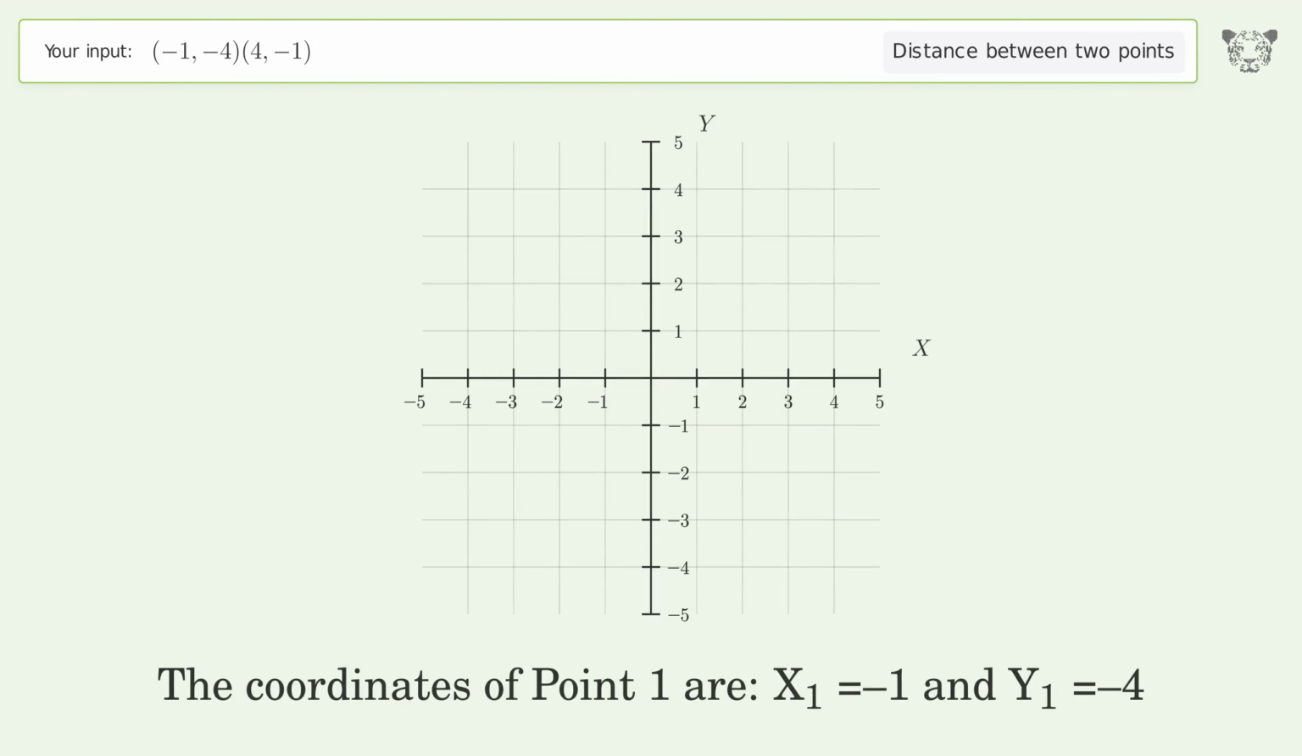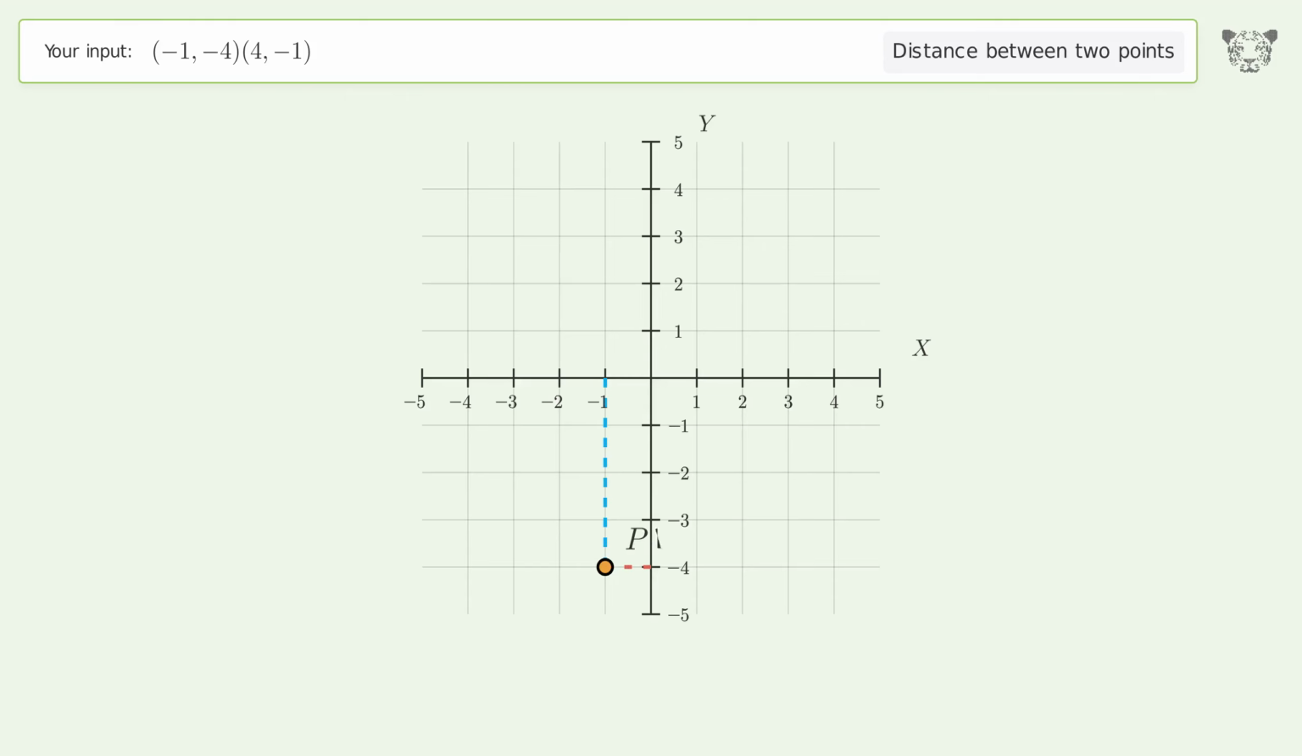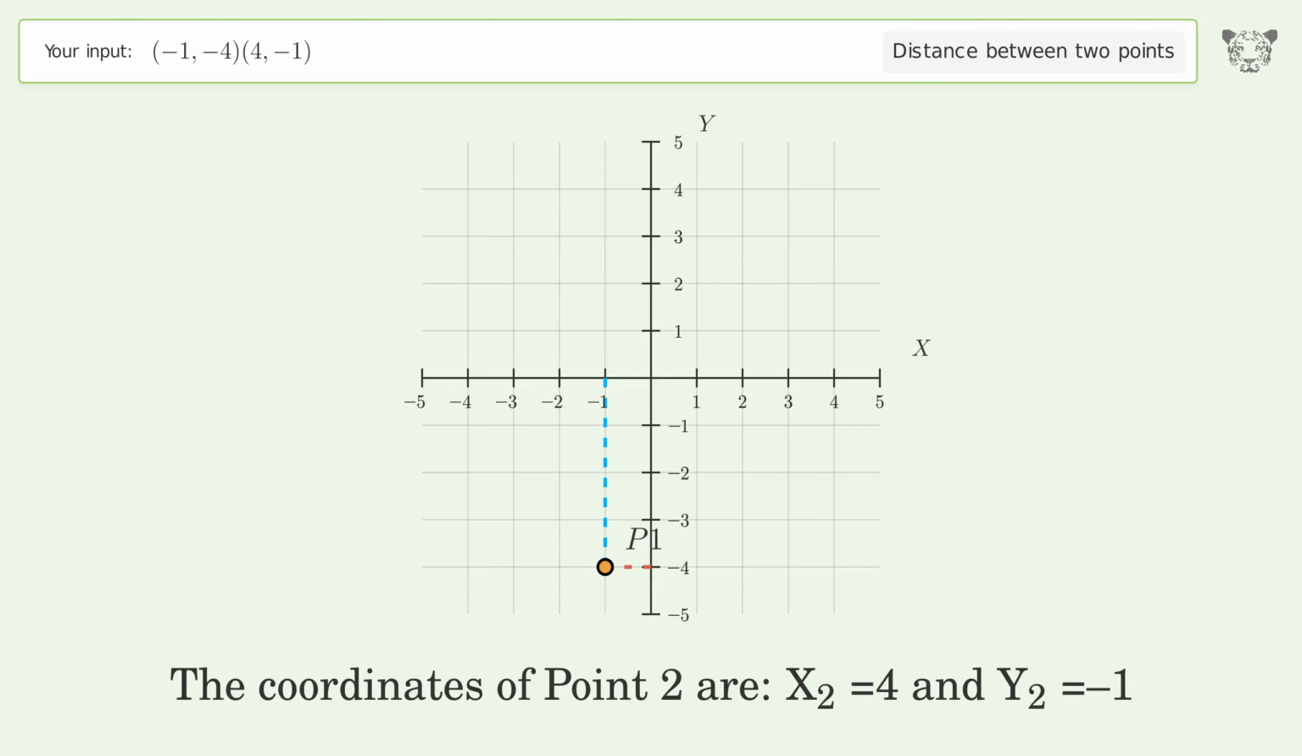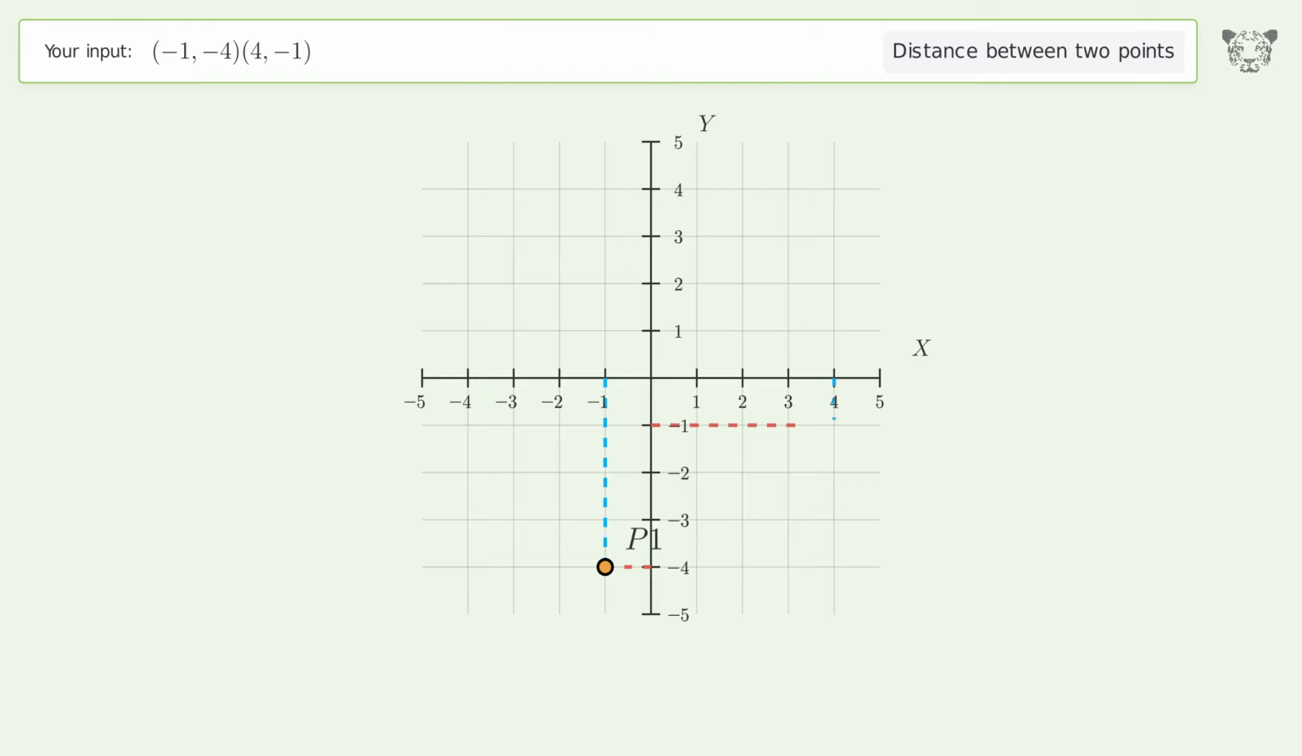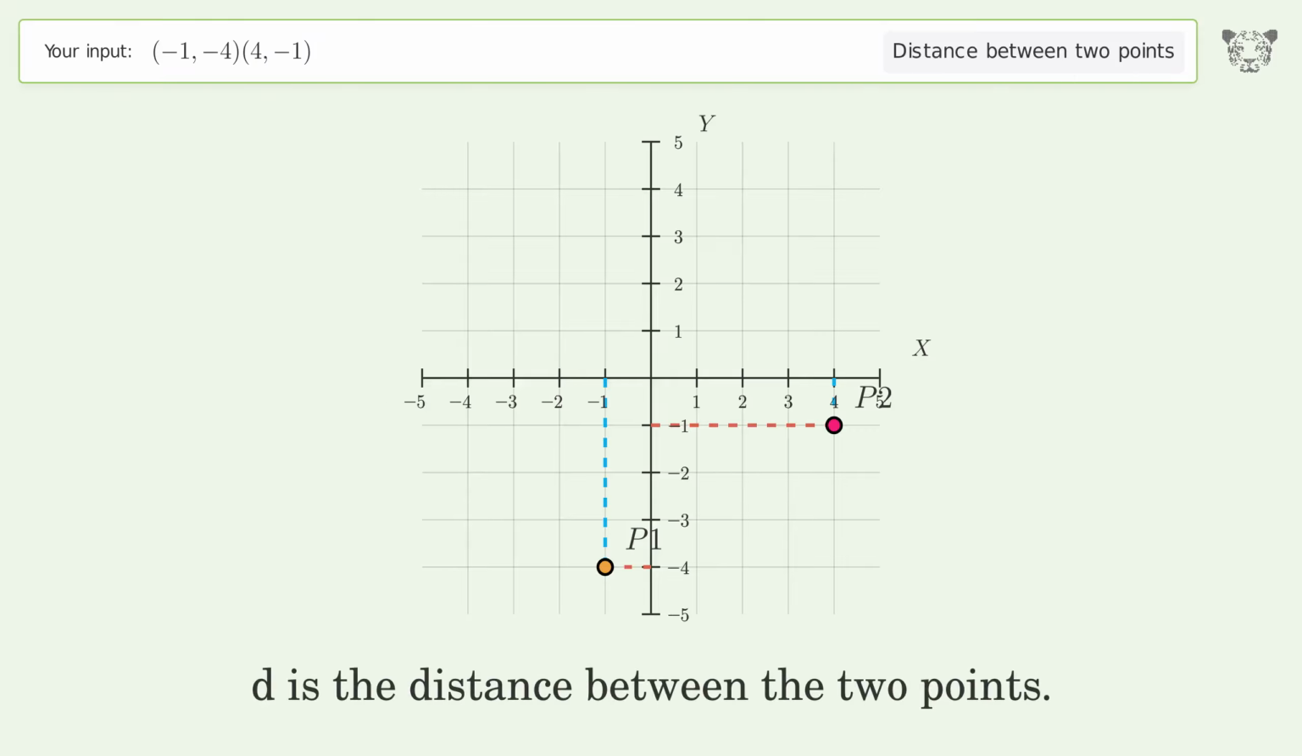The coordinates of point 1 are x1 equals -1 and y1 equals -4. The coordinates of point 2 are x2 equals 4 and y2 equals -1. D is the distance between the 2 points.